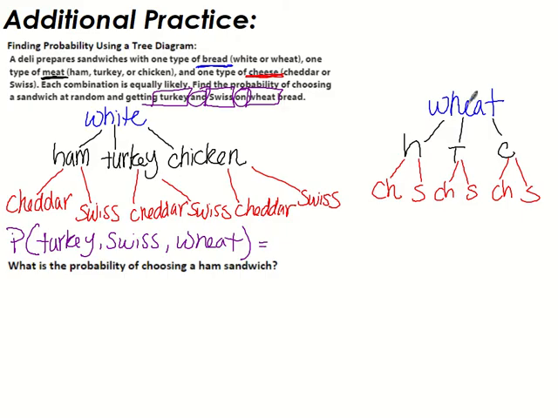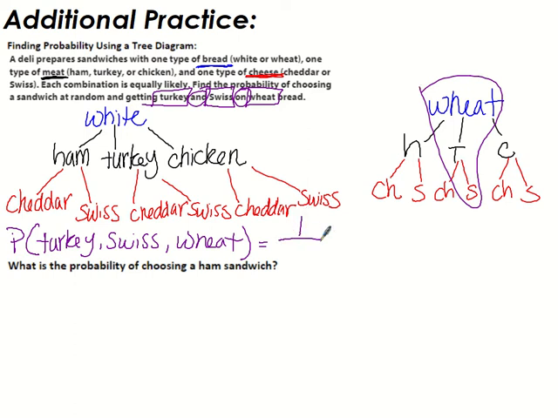So here's my wheat, here's my turkey, here's my Swiss. So it's right here. It only happens one time. Okay? It only happens one time right there. So we have one out of.